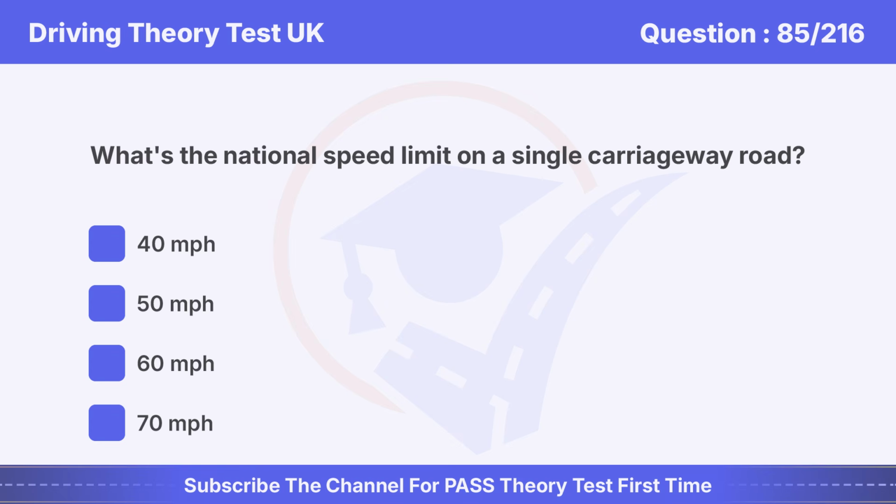Question 85. What's the national speed limit on a single carriageway road? Answer is C. 60 miles per hour.